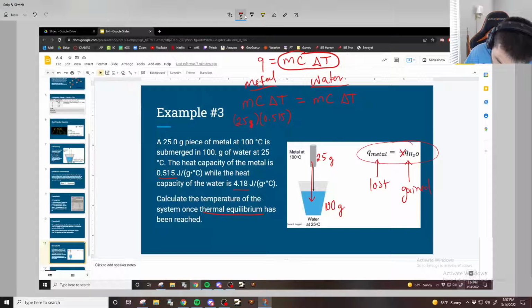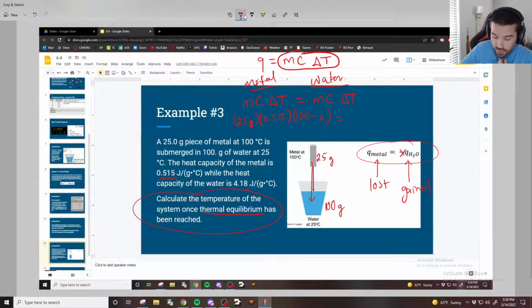The delta T, or the temperature change, this is an interesting one, okay? I know that the initial temperature is 100, and I know it's going to go down, but I don't know what that final temperature is. In fact, this is what I'm being asked in the problem: calculate the temperature of the system once thermal equilibrium has been reached. So I'm going to use that variable x to represent the thermal equilibrium temperature, okay?